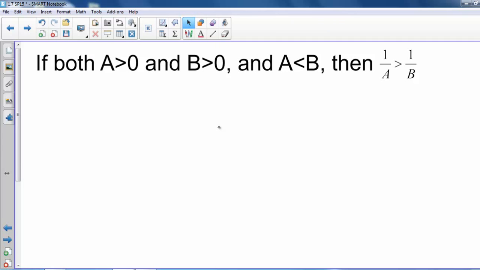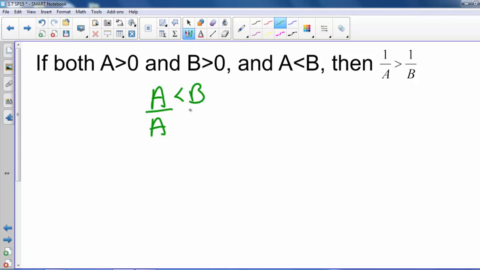First, if both A is greater than 0 and B is greater than 0, so they're both positive numbers, and A is less than B, then 1 divided by A is greater than 1 divided by B. So let's think about why this is true. If we know that A is less than B, to make this look like 1 divided by A is greater than 1 divided by B, first we're going to divide each side by A. We know A is greater than 0, so we don't have to switch our inequality.